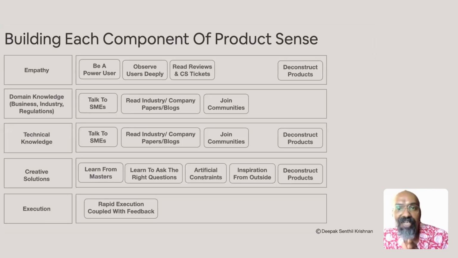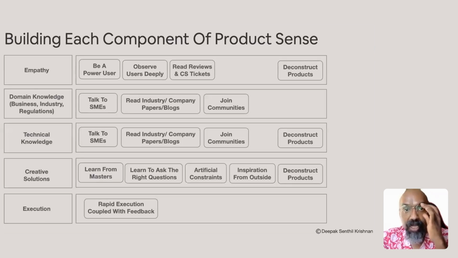Now, coming to the last and one of the best techniques, as you can see, deconstructing products hits on multiple levels. It helps build empathy. It builds technical knowledge. It also helps you understand creative solutions, which is why I see it as one of the most effective ways of building product sense, and why it's one of the most favored approaches. Most of the other approaches are piecemeal, attacking only one component at a time. But deconstructing products hits on empathy, technical knowledge, and creative solutions in one go. So it allows you to learn many of these nuances in one effective package. And that's what we're going to focus on.